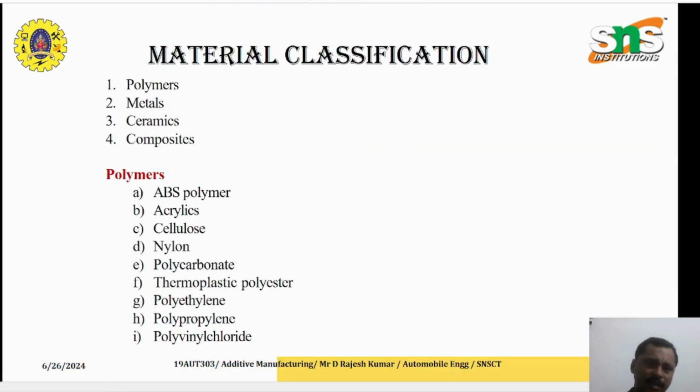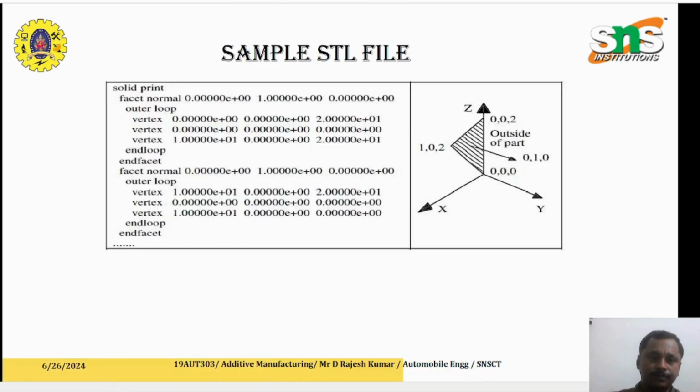Other than these, among metals you can see titanium can be used, aluminum can be used. Nowadays, most ferrous metals can be used in the process. Then ceramics are used, and a composite is a combination of two or more materials, it can be metallic or non-metallic, that can be used as a composite material. So these are the materials that can be processed in this process.